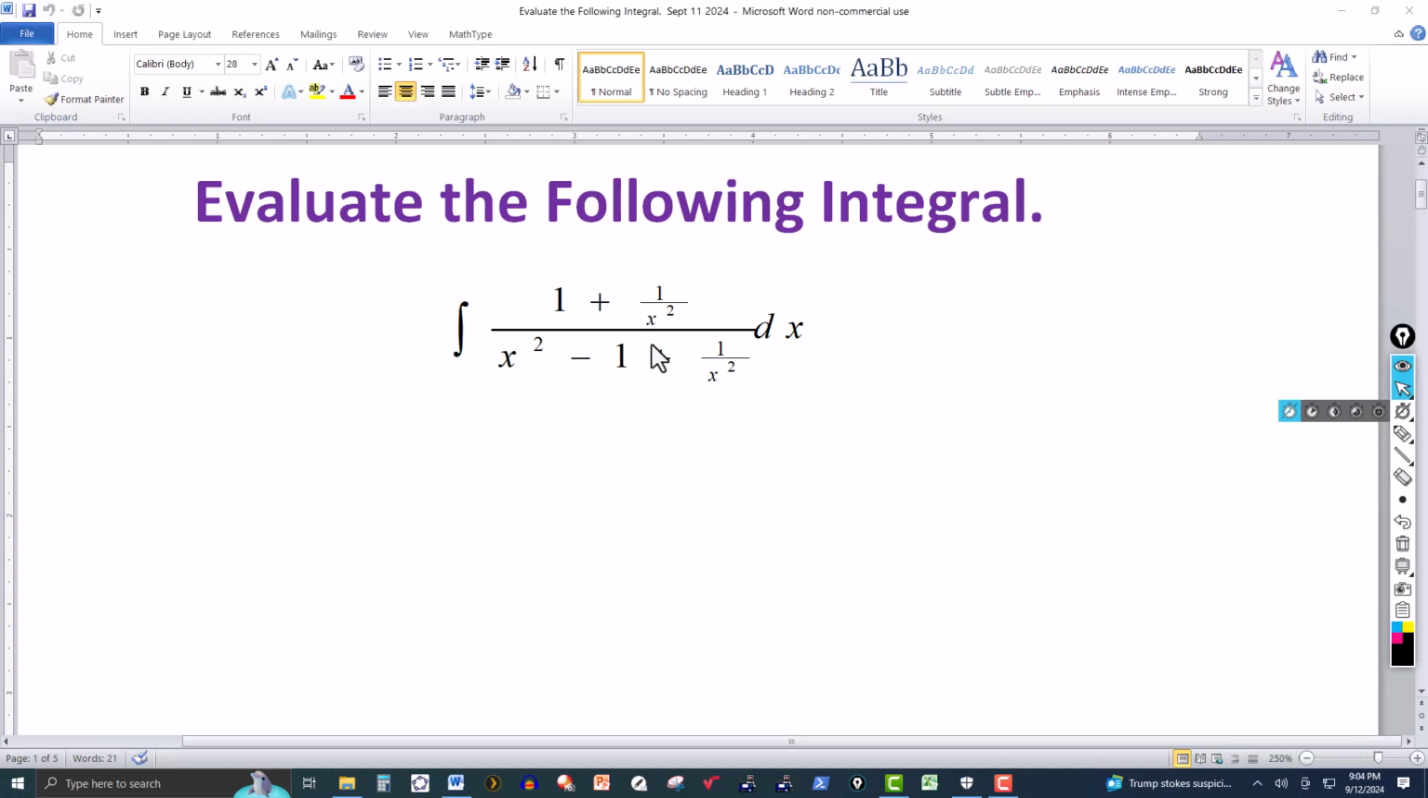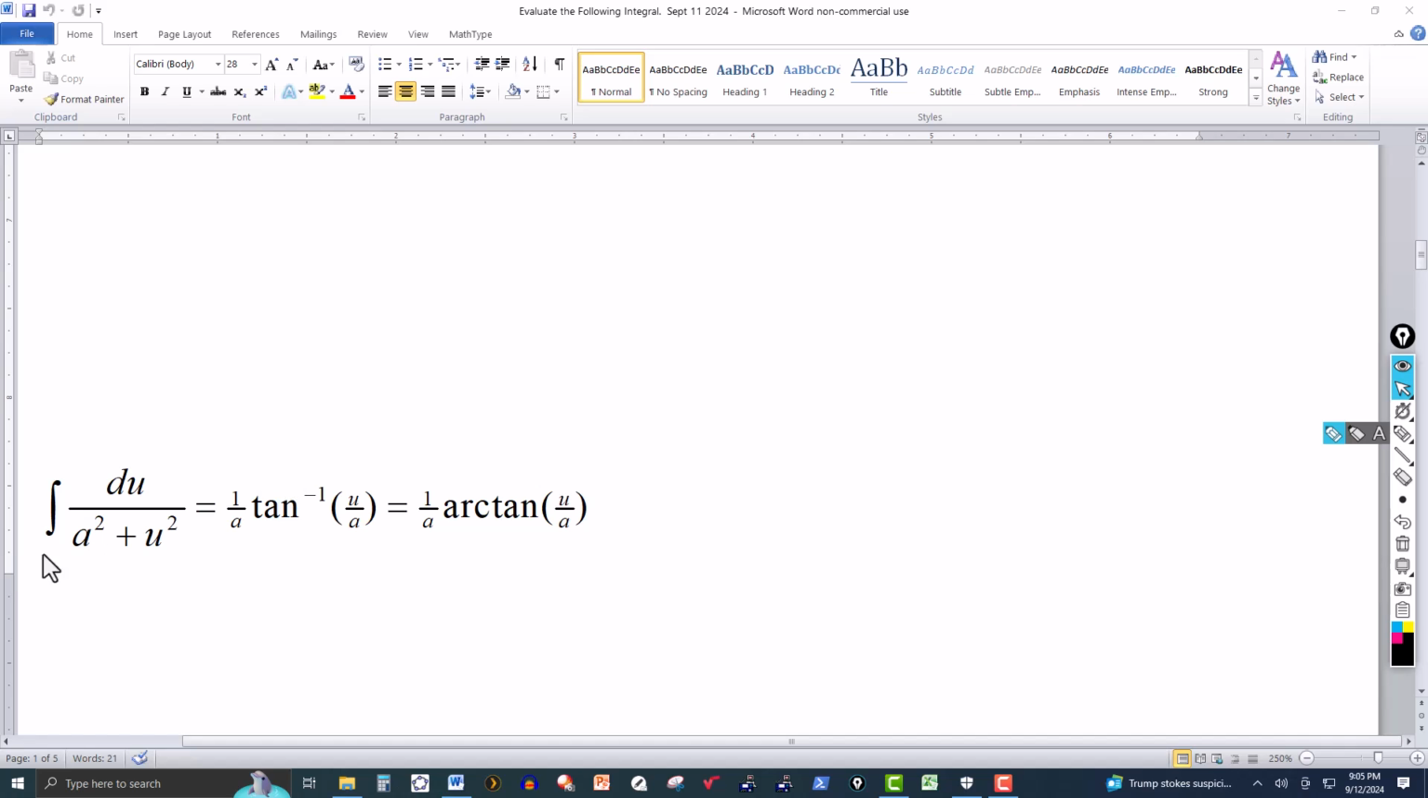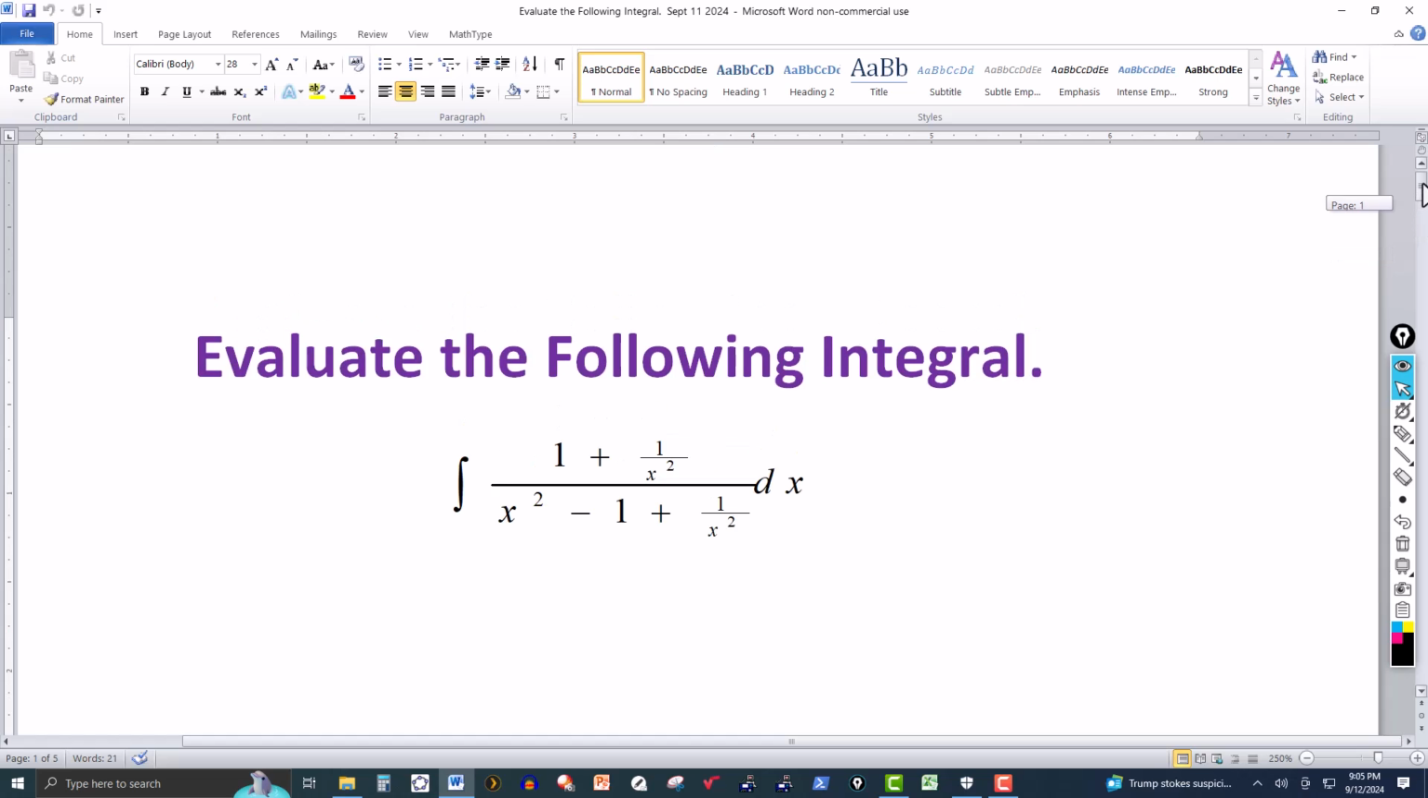This has the look of a rational expression here. You might consider partial fractions. Probably the easiest way, even though it's not obvious, would be to use a U-substitution. You may be given a hint to use this formula: the integral of du over a squared plus u squared. If you can write something in this format, that's always going to equal 1 over a times the tangent inverse of u over a, or instead of tangent inverse, you can use arctangent. And this is the way we're going to go here. The fact that this problem is given in this format suggests that that's what you want to do.